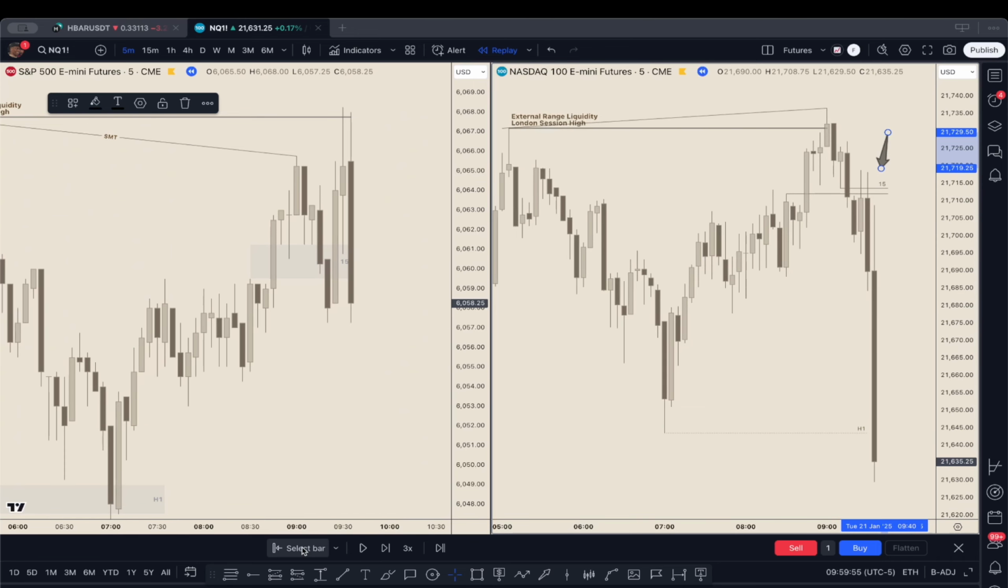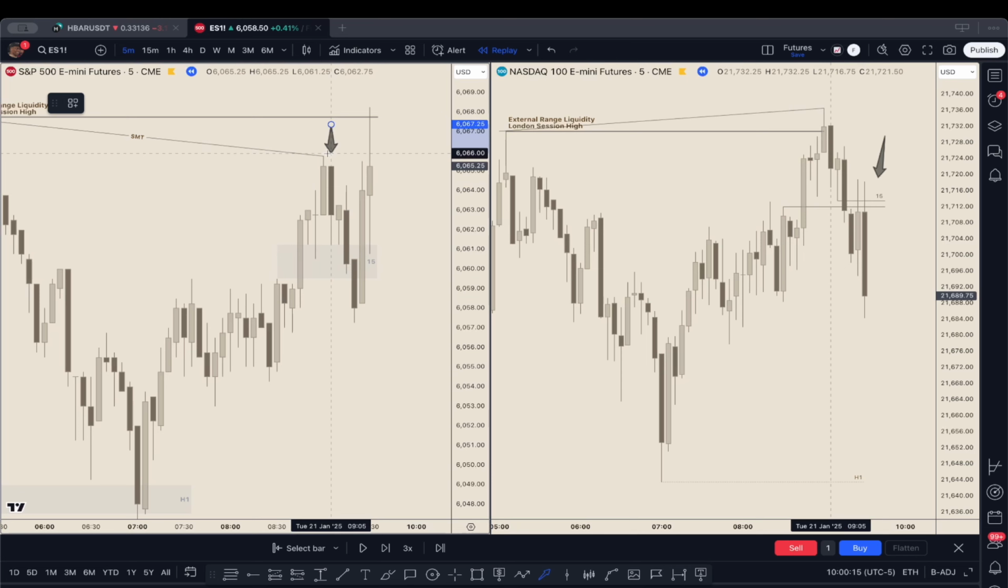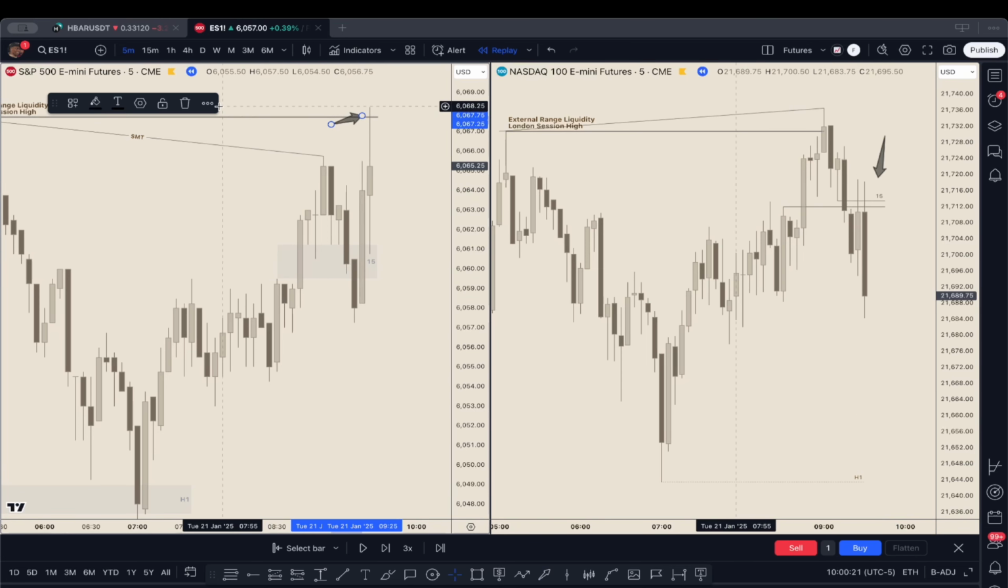I'm just going to back up just a little bit. At 9:30, the S&P actually pushes higher. And not only does it hit the 15-minute external liquidity, which is here, it also hits London high. So when I saw that, I no longer had divergence between London highs on these two markets.